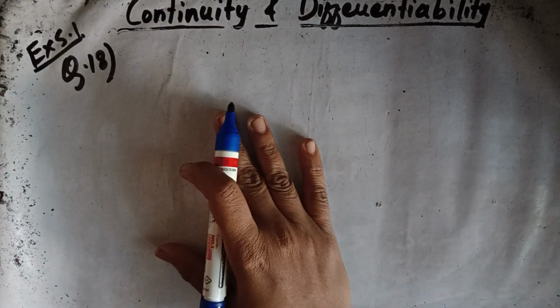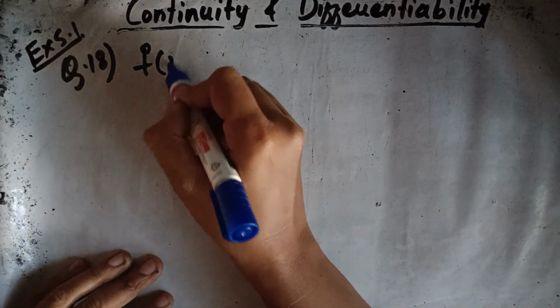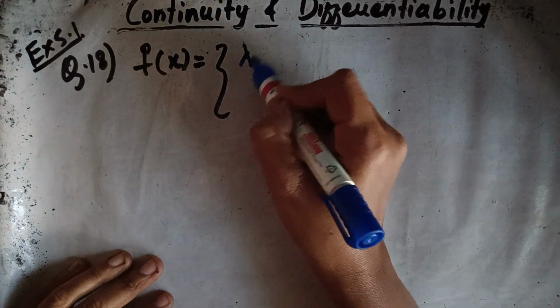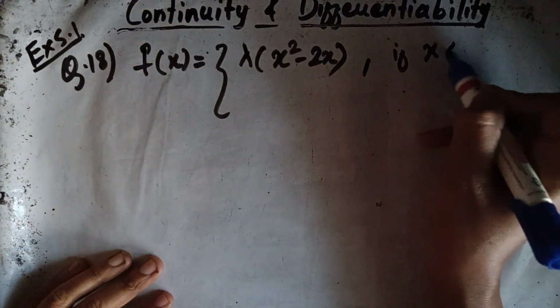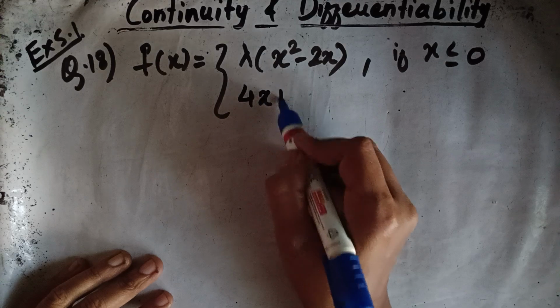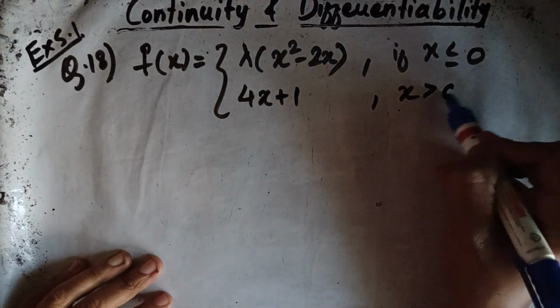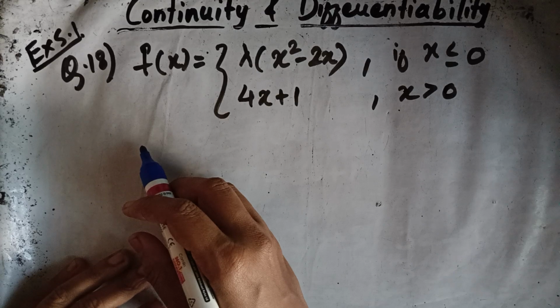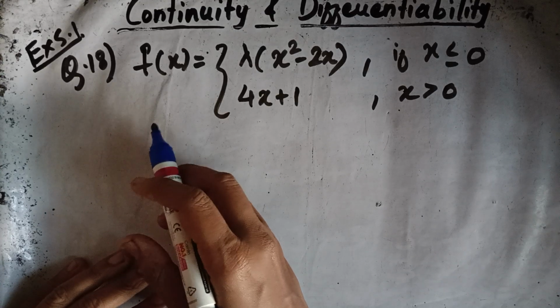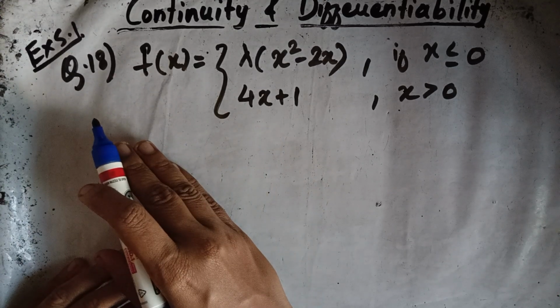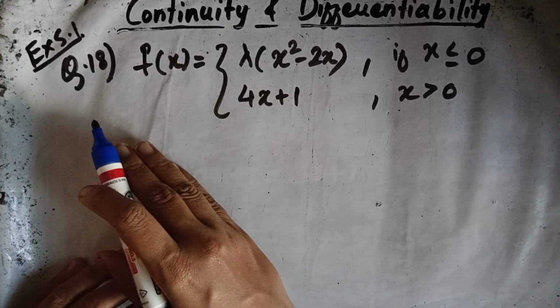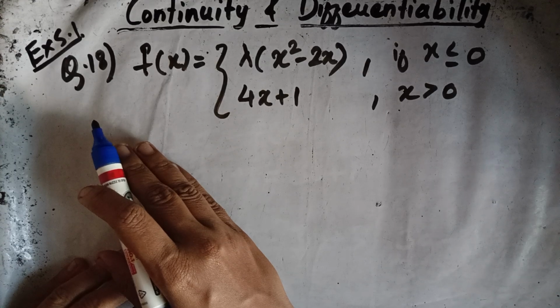Next question. For what value of lambda is the function defined by f of x equal to lambda x square minus 2x if x is less than or equal to 0, and 4x plus 1 if x greater than 0, continuous at x equal to 0? What about continuity at x equal to 1? It is not given, you have to check. Is it continuous at x equal to 0? And also you have to check at x equal to 1.